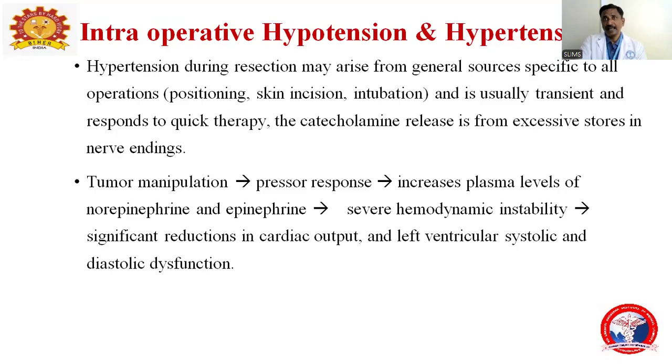Intraoperative hypotension and hypertension. Hypertension during resection may arise from general sources specific to all operations: positioning, skin incision, intubation, and is usually transient and responds to quick therapy. The catecholamine releases from excessive stores in nerve endings. During tumor manipulation, a pressor response occurs, with increased plasma levels of epinephrine and norepinephrine that lead to severe hemodynamic instability and a significant reduction in cardiac output and left ventricular systolic and diastolic dysfunction.